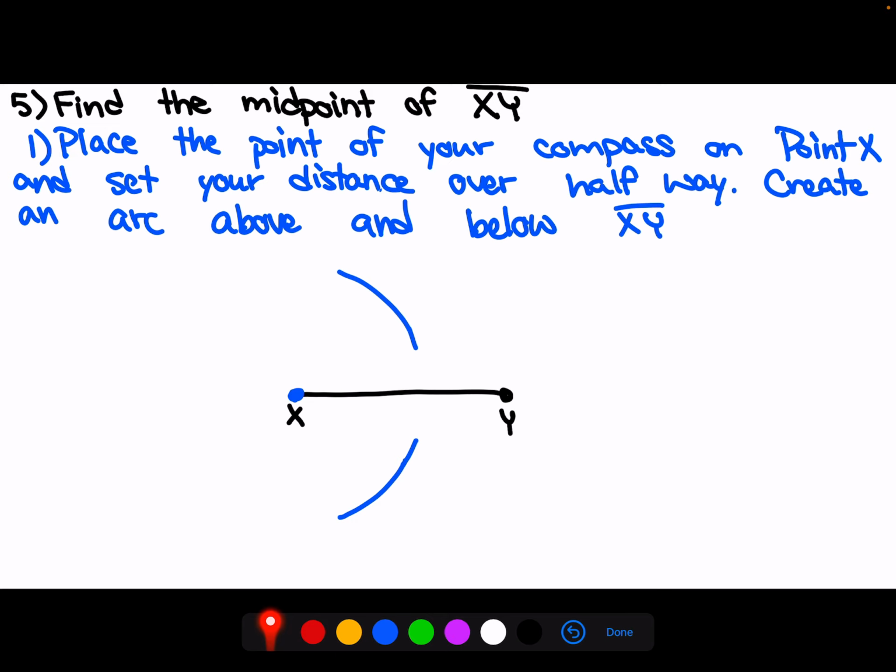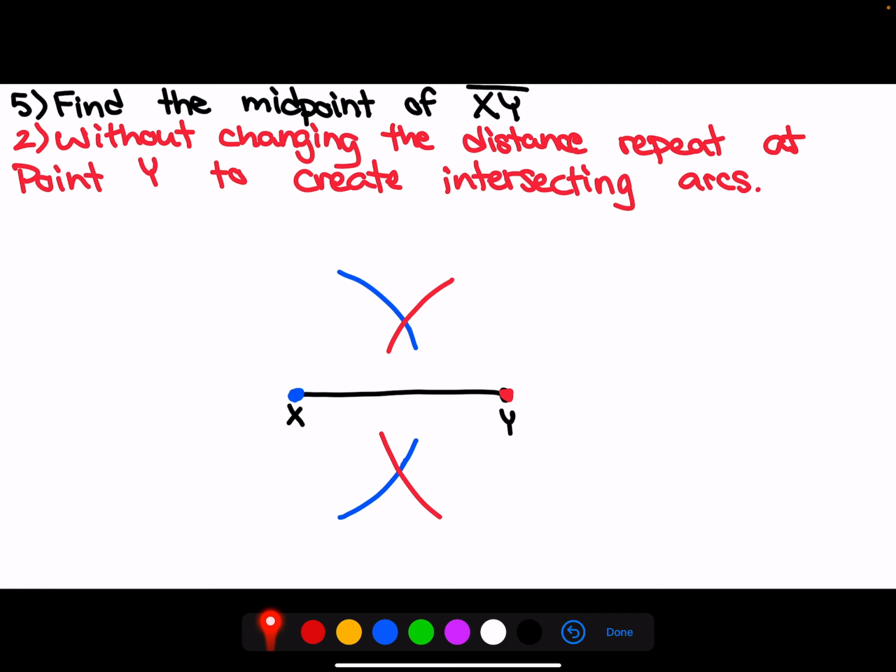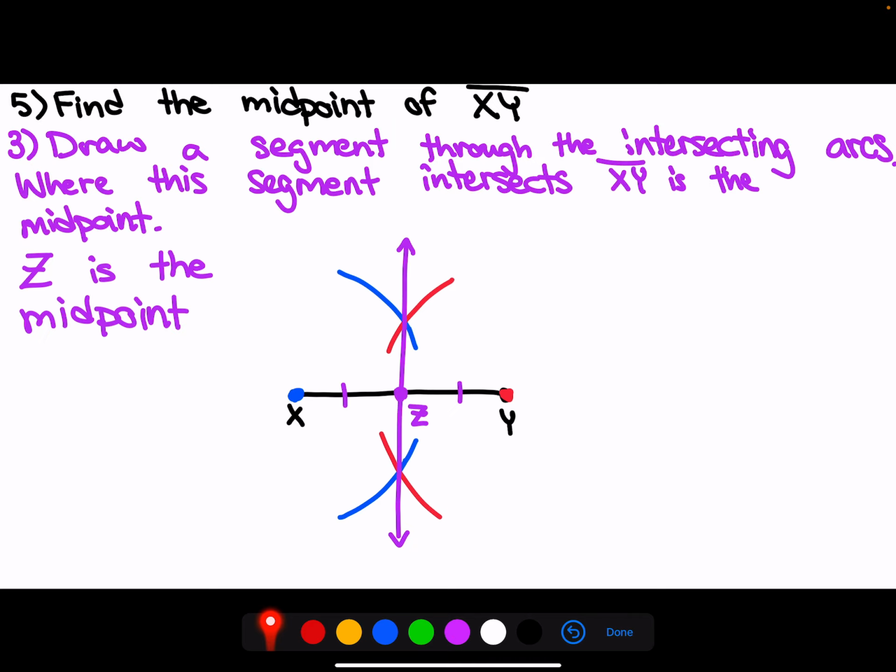Next, move your compass over to point Y, the pointy end on point Y, and repeat the same exact thing. Do not change the distance of your compass now. So you're going to create an arc above and below. Now that you have 2 intersecting arcs, line up your ruler with these 2 intersecting arcs, and you're going to draw a line going through them. This line is our perpendicular bisector. Now, the important thing that we need here is to label the point of intersection as point Z. Point Z is our midpoint, because again, it's bisecting the segment, cutting it in half.